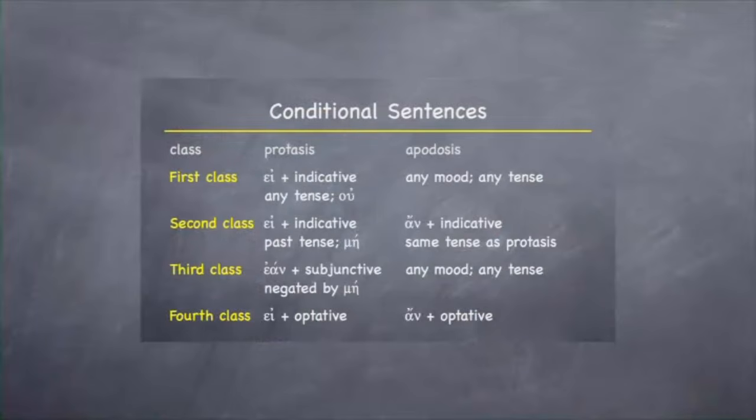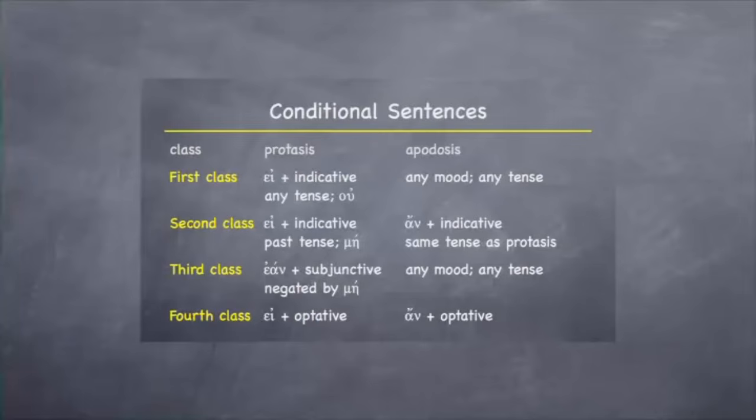If they had known him, well, we knew they didn't, but if they had known him, all right? So those are your first and second class conditional statements. Let's take a look at this chart. It'll kind of summarize everything and hopefully make it easier for you to keep these things separate. A first class conditional sentence in the protasis has εἰ with the indicative, and it's negated with οὐ. The verb can be any tense. In the apodosis, the verb can be whatever it wants.